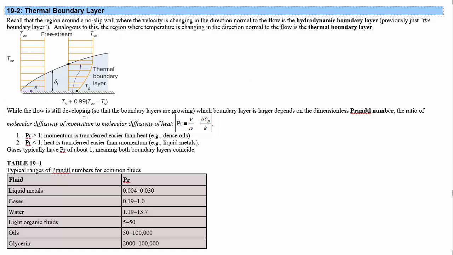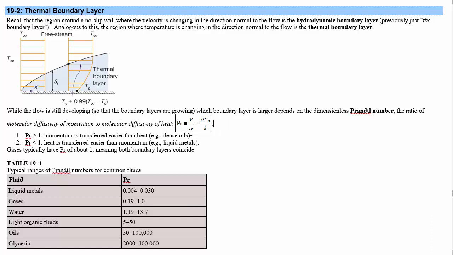While flow is still developing, so that the boundary layers are growing, which could mean that the thermal boundary layer is not completely developed, it's not the max size it's going to be, or the velocity boundary layer is not the complete size that it's going to be. As long as one of them is still changing, then the flow is still developing. Which boundary layer is larger depends on the dimensionless Prandtl number. This is the ratio of molecular diffusivity of momentum, which is the kinematic viscosity, to the molecular diffusivity of heat, which is our parameter alpha.